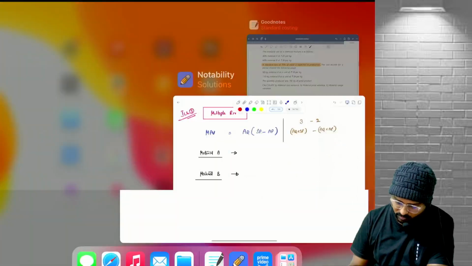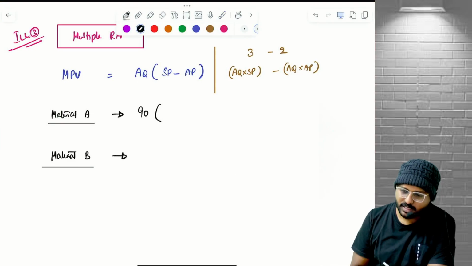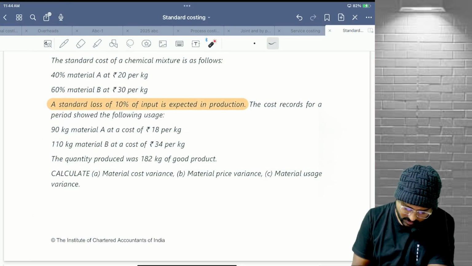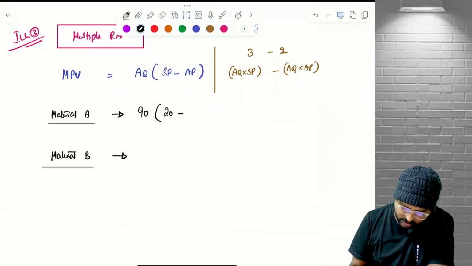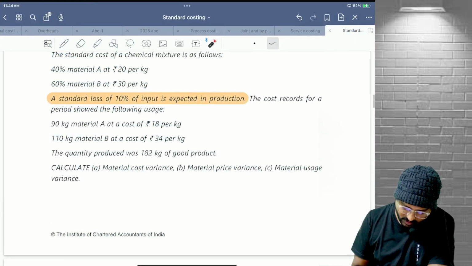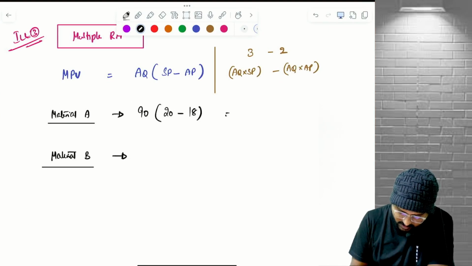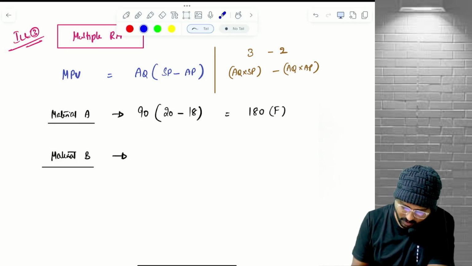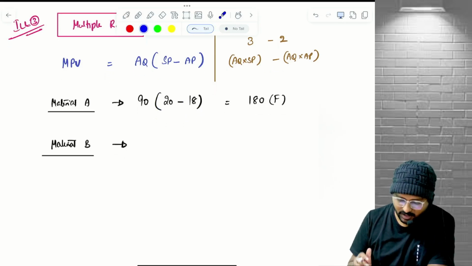Correct? So what should I write here? 90 into standard price of raw material A. Do I have standard price? Yes. How much? 20, minus actual price of raw material A. What is actual price? 18. Give me the answer. Favorable or adverse? Standard price is more, actual price is less, so obviously it will be favorable because your cost is less.